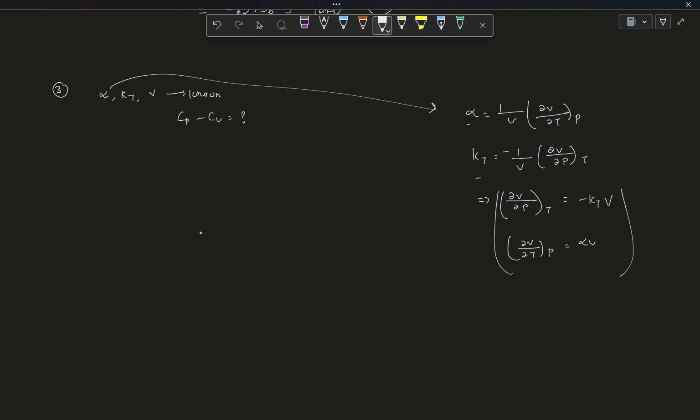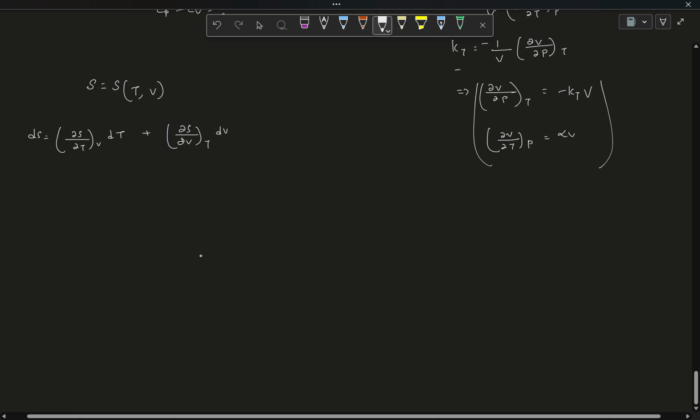Once you have this, now you can take your entropy to be a function of temperature and volume. Just like for the last question we did this as T and P. Anything is possible, you just have to understand what variables will be useful to you in which problem. In this case the volume variable will be much more useful, so you take S as a function of T and V. Then dS is simply del S del T at V constant dT plus del S del V at T constant dV.